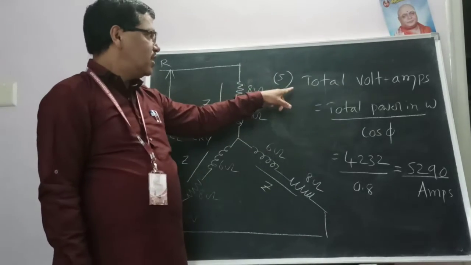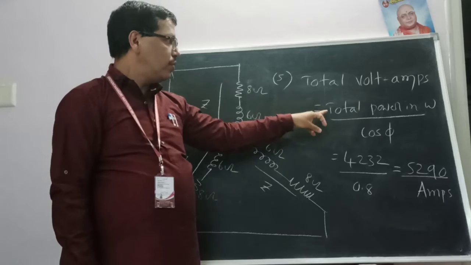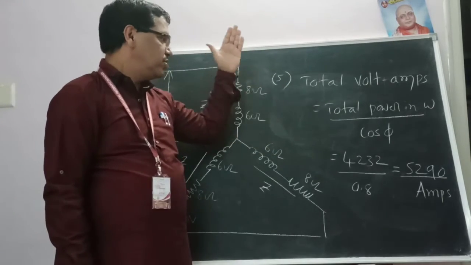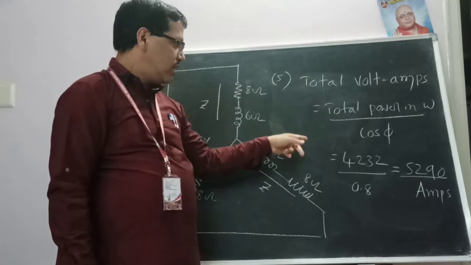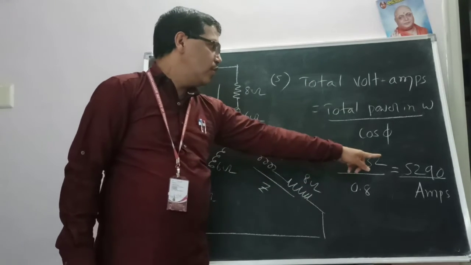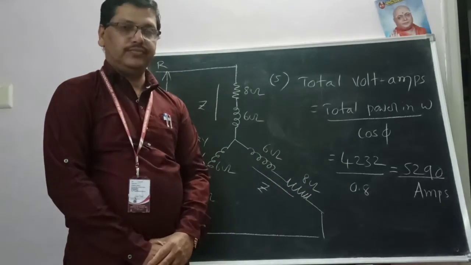So the fifth one is the total volt amps. The relation of total volt amps is equal to total power in watts divided by cos phi. Total power in watts we already calculated, 4232. Cos phi is 0.8. The answer is 5290 volt amps for this problem.